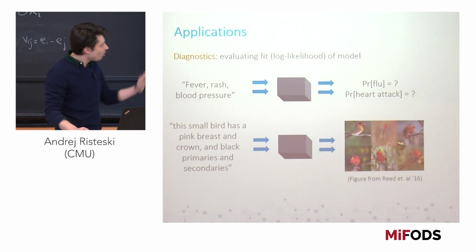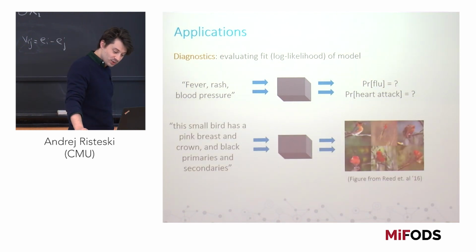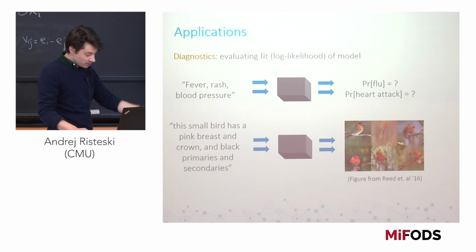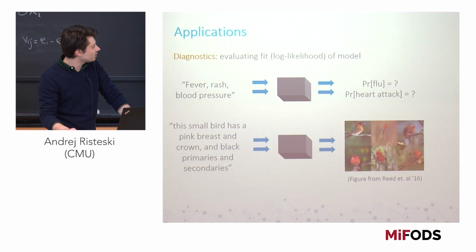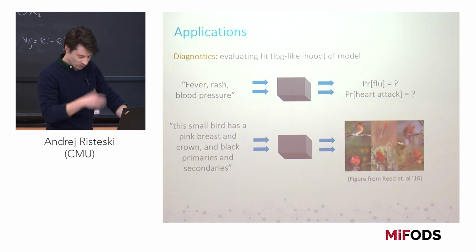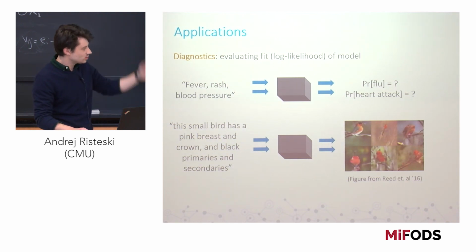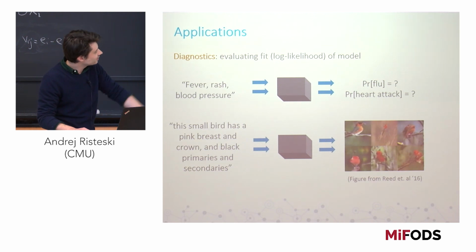And the more modern versions of this can get quite crazy. There are these multimodal models where you can put in some description of a picture, so a small bird with a pink breast and crown and black primaries and secondaries, and you run it into your model, and it chugs basically, and it spits out some samples that look like this description. It's a little hazy, but pretty good.